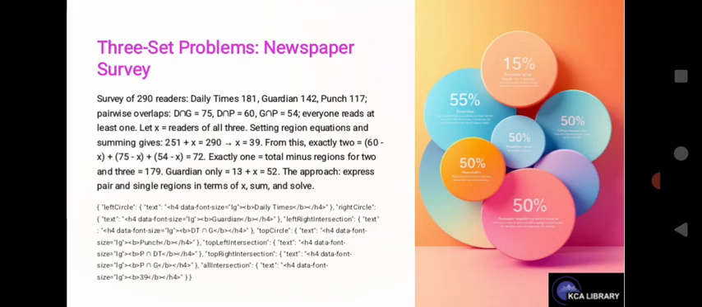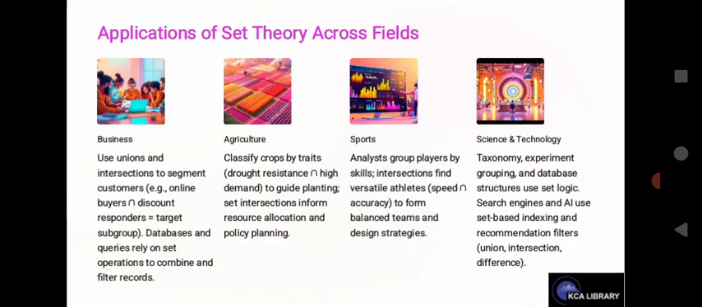You can do it with 2 sets, you can do it with 3. For instance, if you have these 3 sets, a survey of 290 readers of a newspaper, 181 read Daily Times, 142 read Guardian, and 117 read Punch. You can visualize it using a Venn diagram to see the overlap and also make your calculations.